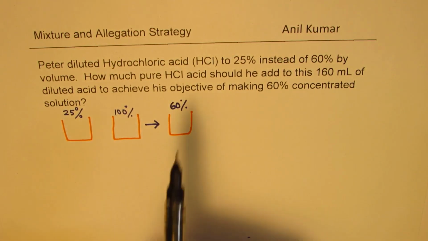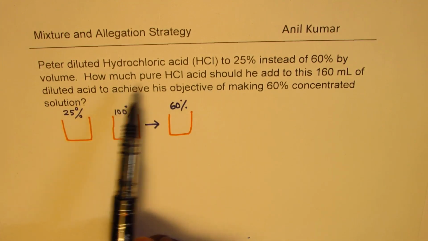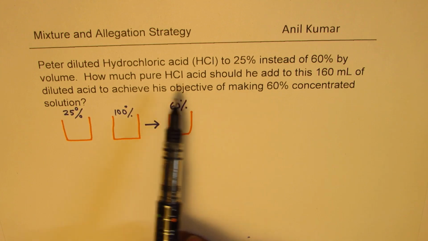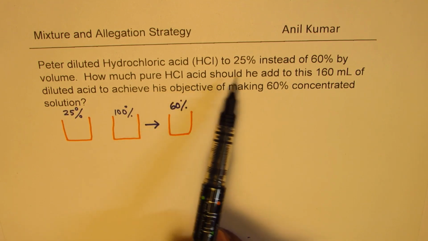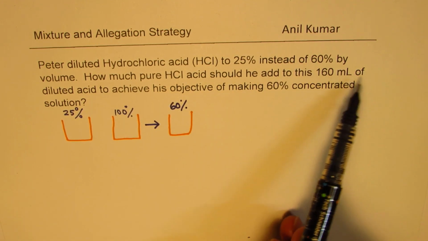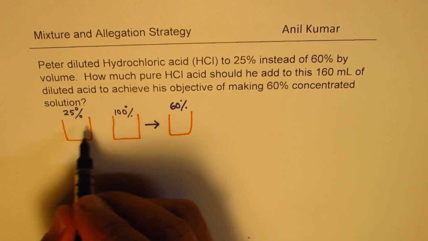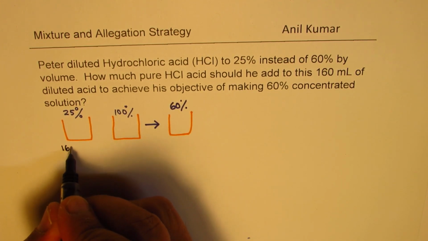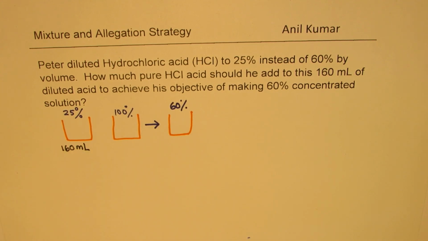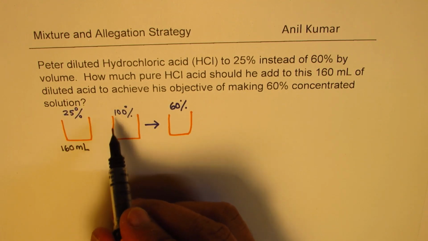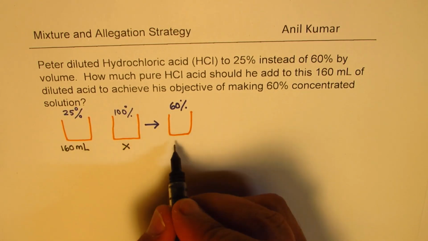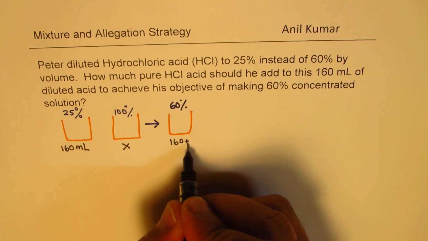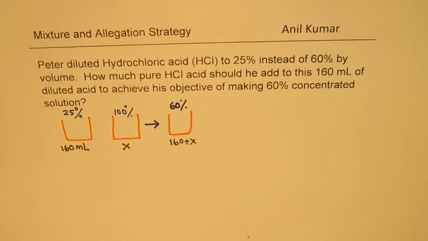We are also given that the volume of this 25% solution is 160 milliliters. How much pure hydrochloric acid should be added to this 160 milliliter of diluted acid? That means this volume here is 160 milliliters. The question is phrased in a slightly confusing way. We don't know how much pure acid to add, so we'll say X, and the total amount will be 160 plus X. So that becomes the total amount.